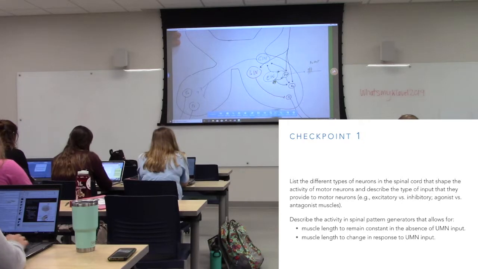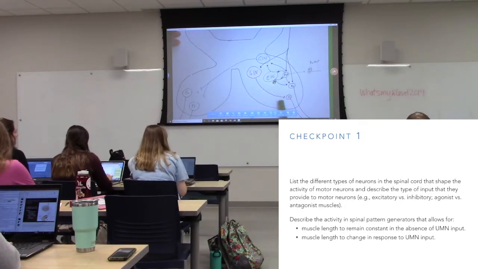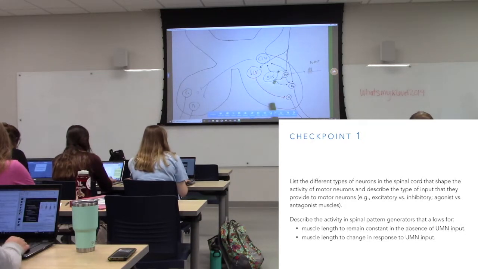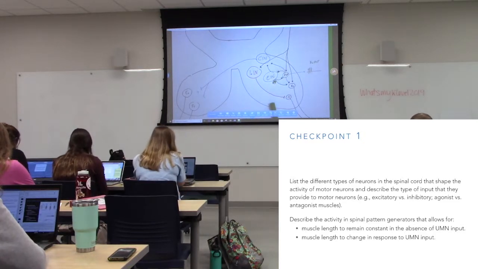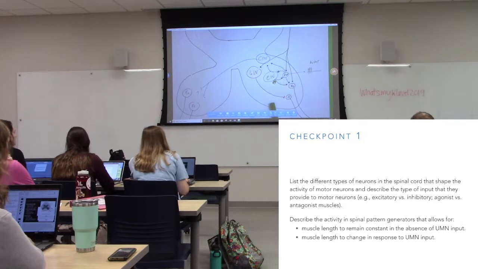Anything else? Are there any other neurons? I see some nods. Do they have a name? Renshaw cells. Oh, there we go. Yeah, Renshaw cells. But what do those do?